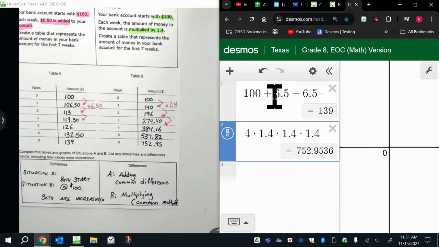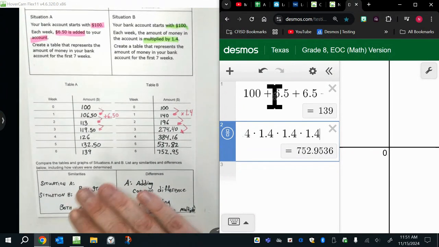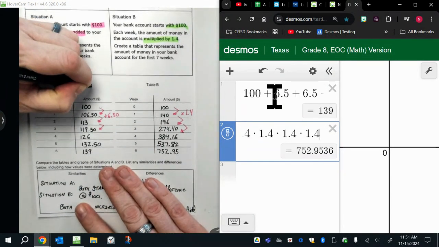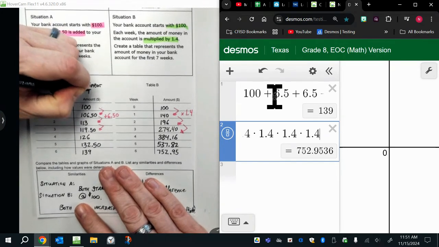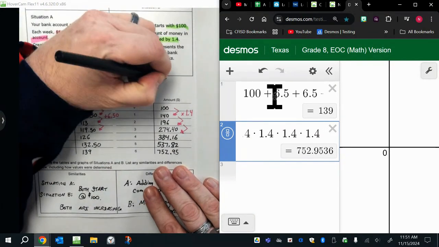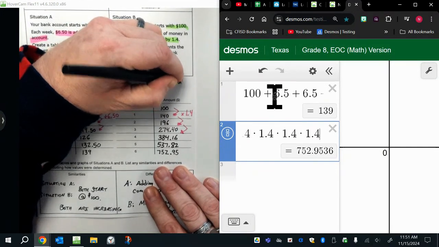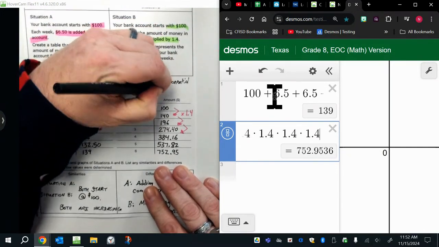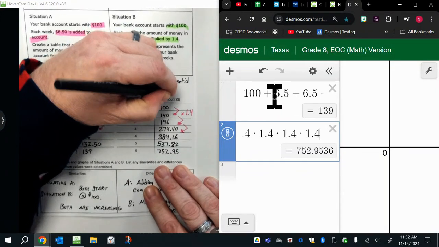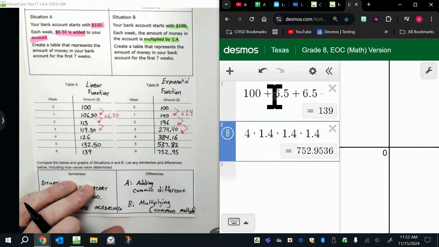Okay, so there's our two different types of things. Situation A, we can say this is a linear function because we're adding each time. And table B is what we call an exponential function because we're multiplying each time. So we have a linear function for table A. Table B is an exponential function.